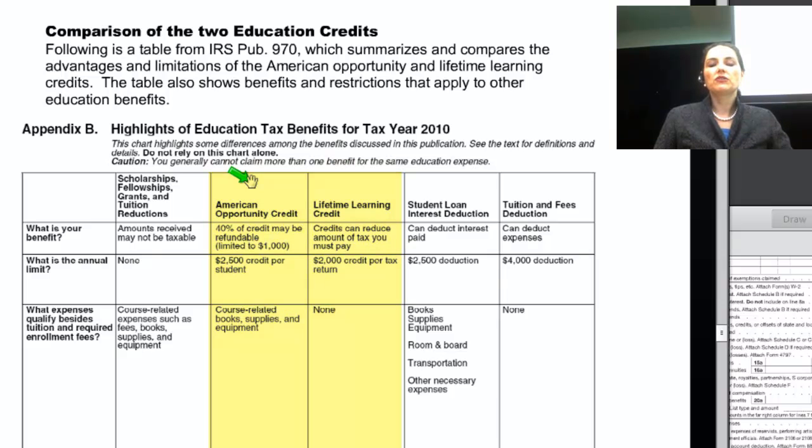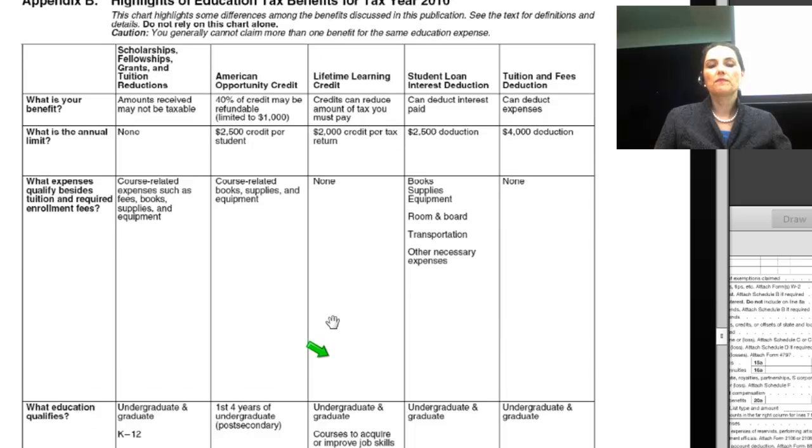So firstly, for the American Opportunity Credit, what is your benefit? Well, 40% of the credit may be refundable, limited to $1,000. Under the Lifetime Learning Credit, the credit can reduce your tax, but it does not generate a refund that is greater than your tax. What is the annual limit? $2,500 of credit per student for the American Opportunity Credit, a total maximum credit of $2,000 per tax return for the Lifetime Learning Credit. What expenses qualify besides tuition and required enrollment fees? Well, for the American Opportunity Credit, you can claim course-related books, supplies, and equipment, and for the Lifetime Learning Credit, there are no additional costs allowed.